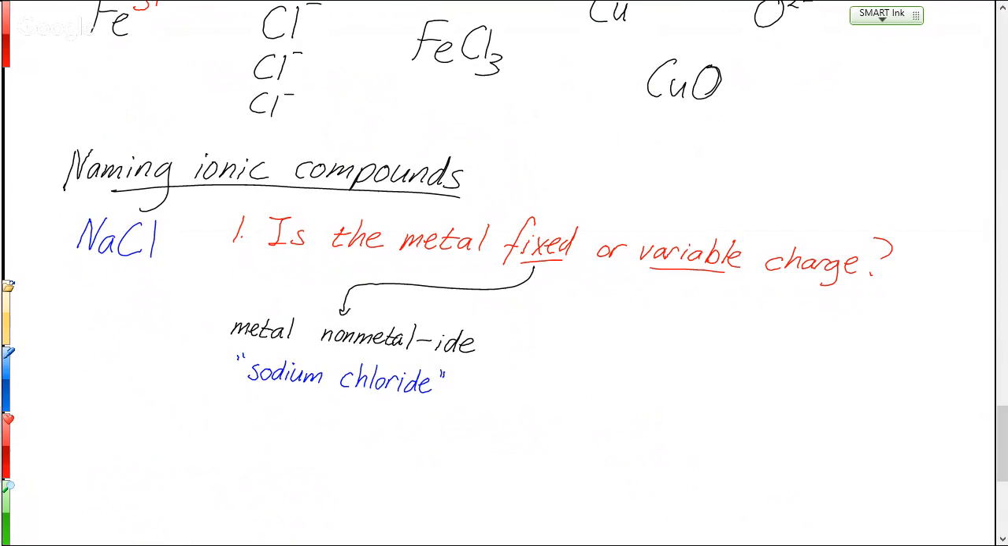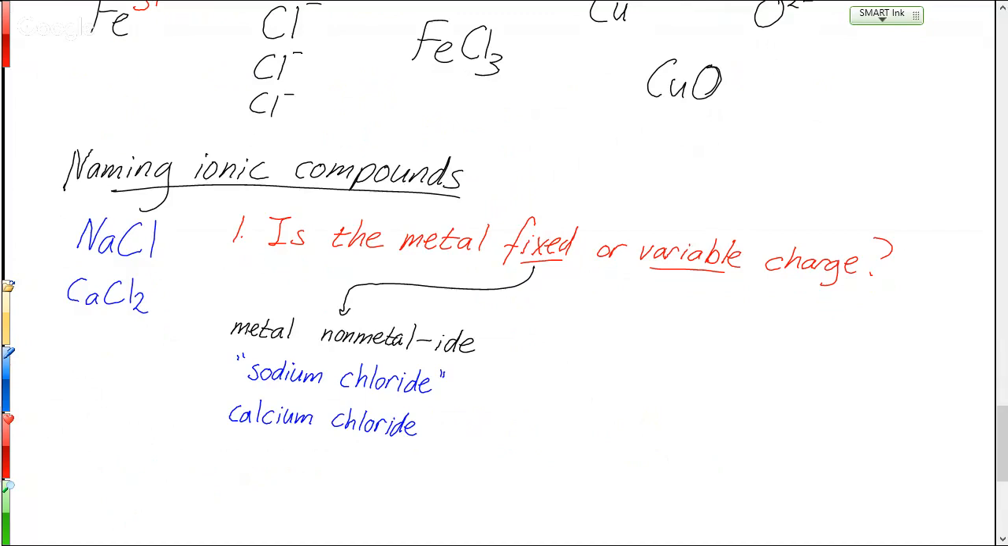We don't specify how many of each atom there are in the formula because that can be assumed from the charges. So for instance, if instead of NaCl we had CaCl2, we go through that choice the same way. Fixed or variable charge, calcium's in column 2, so it's fixed charge. So then we just name the metal and the nonmetal with "ide." Calcium chloride. Not dichloride, not calcium 2 chloride, just calcium and then chloride. If it's in that category, that's all you need. The metal name and the nonmetal with "ide."